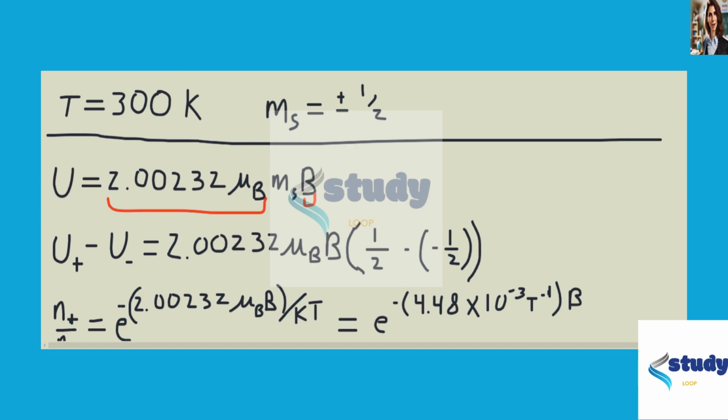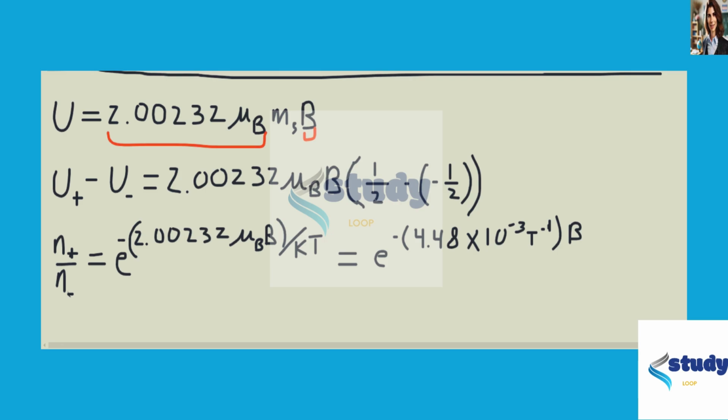The theory from the chapter says that the number of atoms in a given state, n plus, divided by the number of atoms in the n minus state is equal to the exponential of the negative difference between the two energy states, which we have written above, where 1/2 minus negative 1/2 is 1, divided by Boltzmann's constant, k, times the temperature, T. So plugging in mu sub B, Bohr's magneton, of 9.274 times 10 to the minus 24 joules per Tesla, plugging in our value for the temperature, and the Boltzmann constant, k, of 1.38 times 10 to the minus 23 joules per Kelvin, we get negative 4.48 times 10 to the minus 3 inverse Tesla times the magnetic field B.